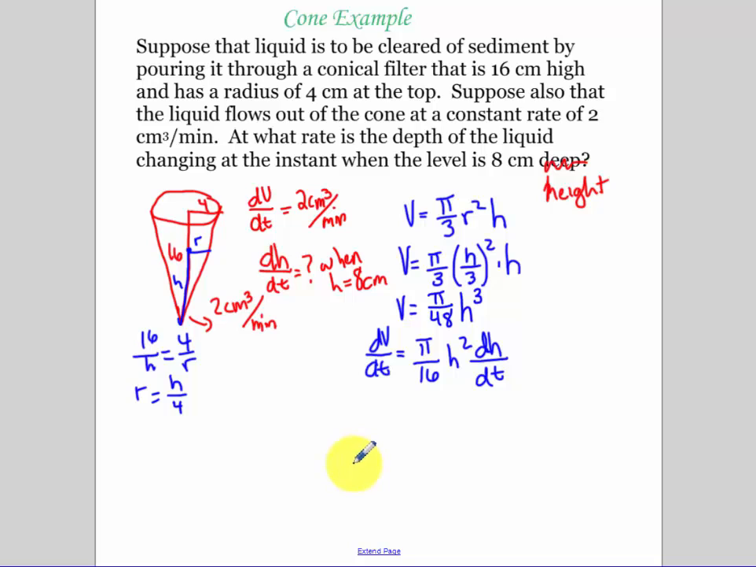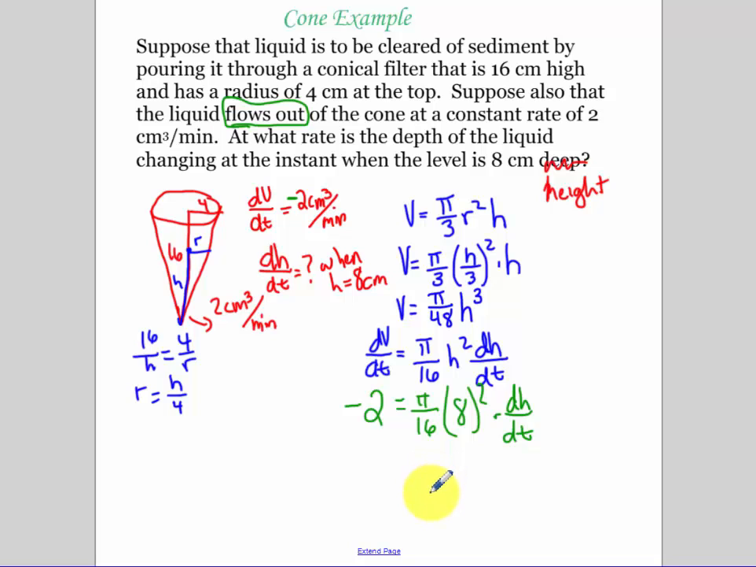Okay, when I'm plugging in here, something that you need to keep in mind, that I didn't think about till now when I was looking at my notes: the volume is flowing out of our cone. That means it's changing negatively because it's decreasing. So dV/dt is actually negative 2. We know our height is 8 centimeters, and dH/dt is what I'm looking for.